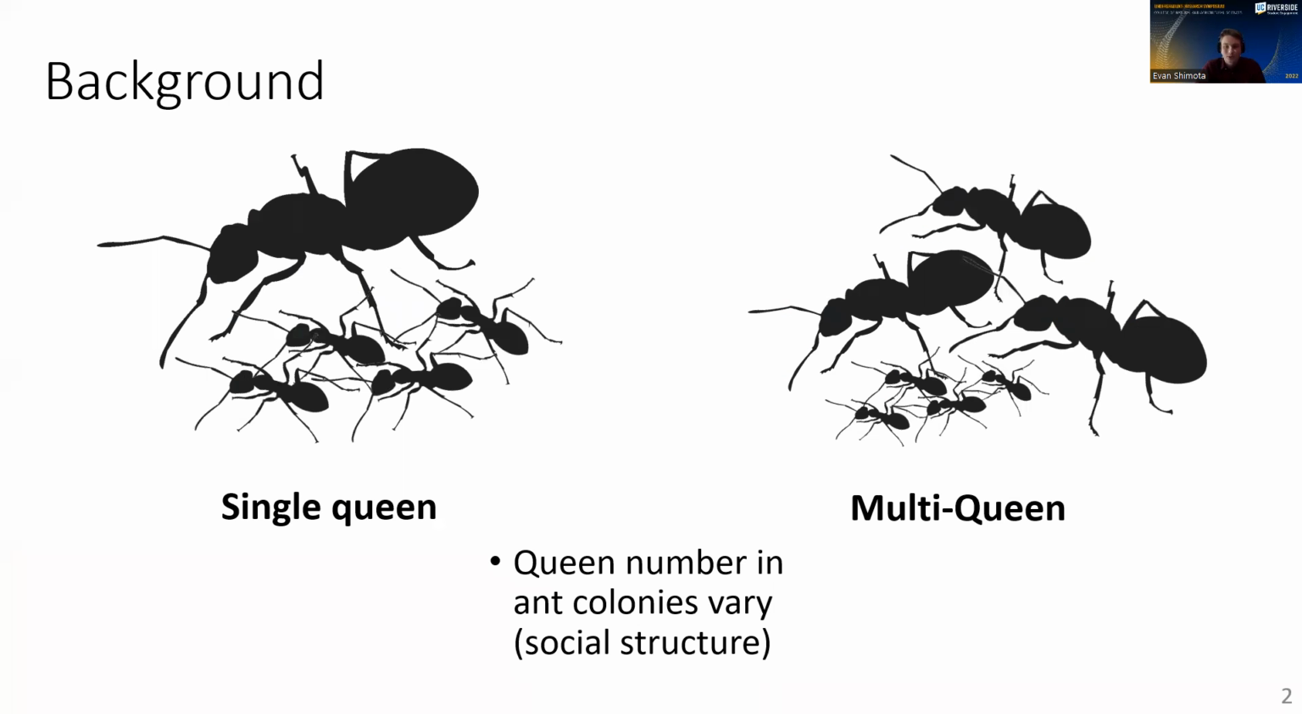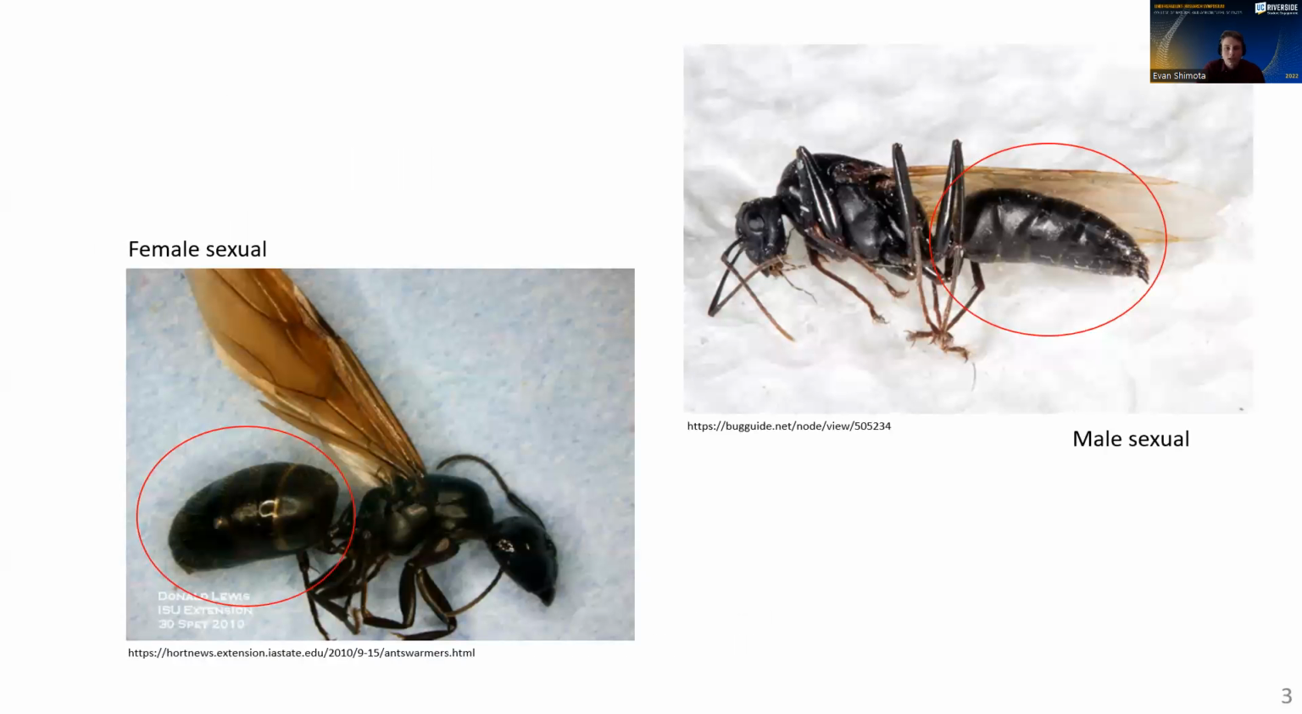All right. So to begin, we should start with a little bit of background info. In the ant colonies of interest, queen number per ant colony varies. An ant colony can be single queen or multi-queen. Colonies produce female and male sexuals that will eventually reproduce. On the left is a female sexual. Her gaster is shown in the red circle and is fairly large relative to the rest of her body size, and it's round. On the right is a male sexual. His gaster is thinner with a hook on the end.